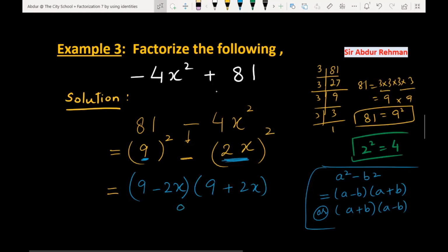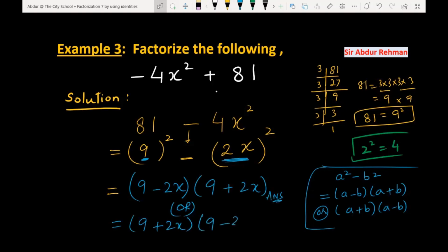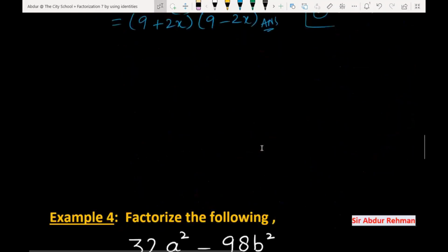Or we can say, if you arrange the bracket, answer may be 9 plus 2x times 9 minus 2x. Move on, example number 4.